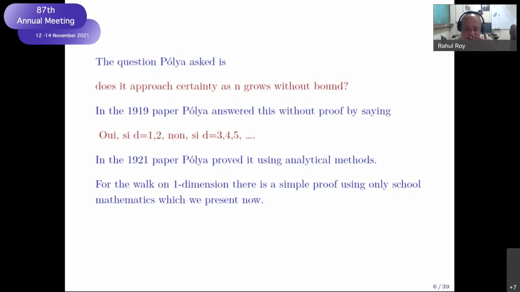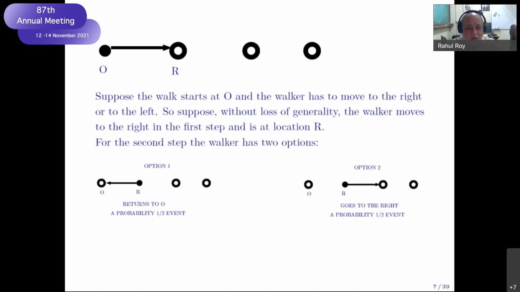And the proof for 1 dimension is so simple that it can actually be stated in a high school mathematics book. And so I'll just present it here. Suppose a walk starts at O, and the walker has to move to the right or to the left. Suppose, without loss of generality, the walker moves to the right and comes to R, this location.